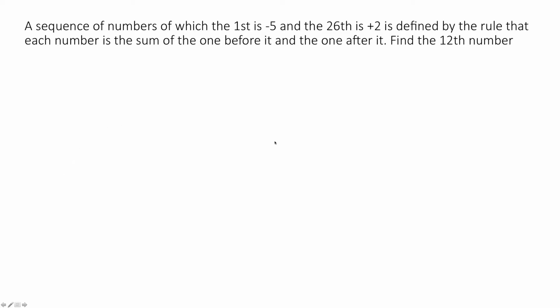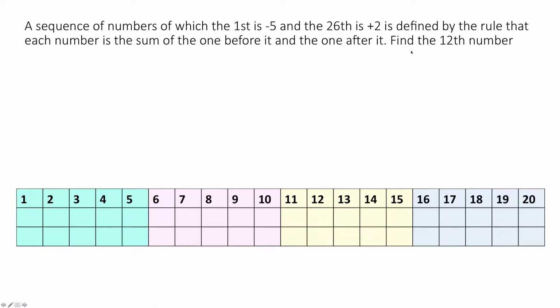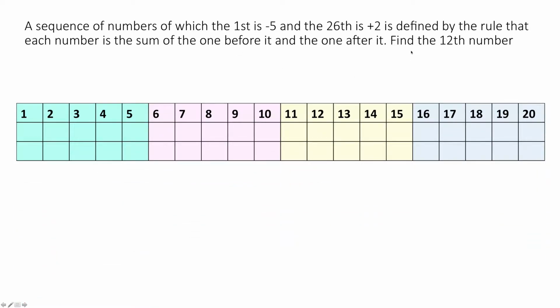For example, if you have to find the fifth number, you have to look at the number in the fourth place and the number in the sixth place, and then add those two numbers to find the number in the fifth place. You need to find the 12th number. Now, isn't it a difficult problem? Because in order to find a particular value, you need to know the previous value as well as the future value.